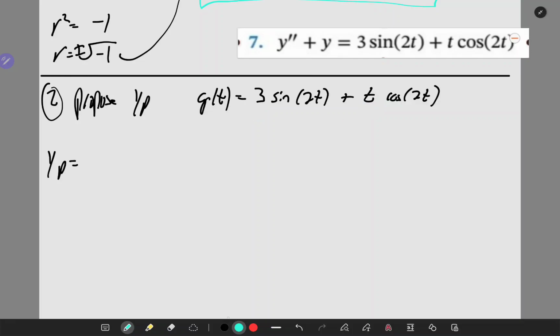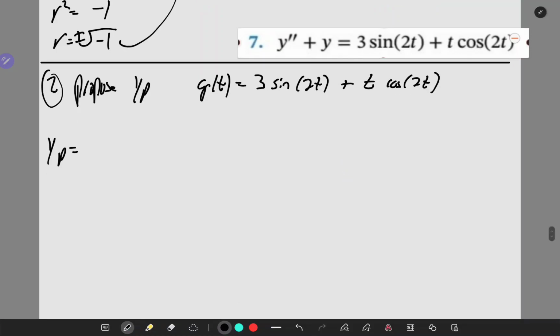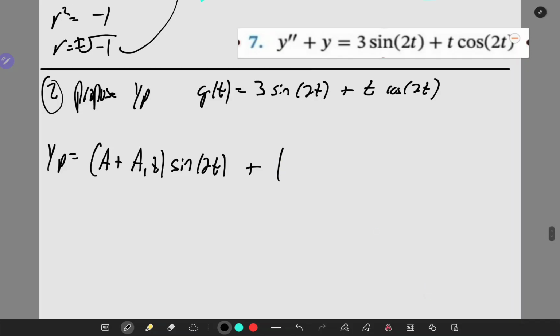So we're going to have something like this. We have a first degree polynomial times sine of 2t. And these sines and cosines are just going to follow with this here. So this is plus, I'll use b now, b plus b sub 1 of t times cosine of 2t. And this is it, right?